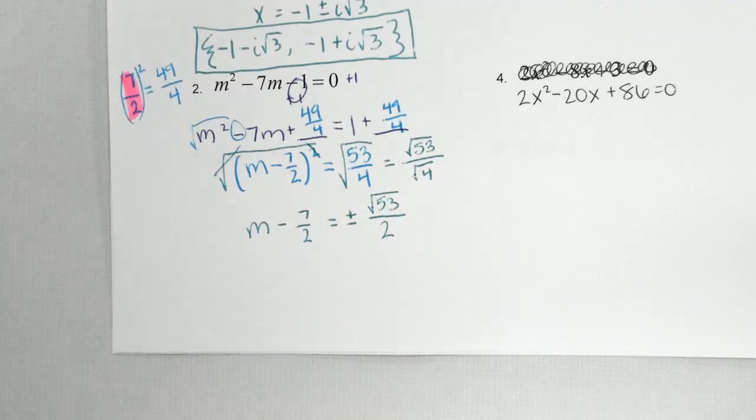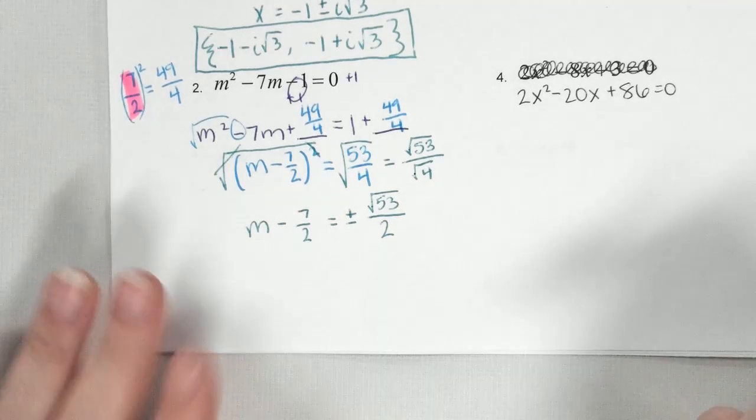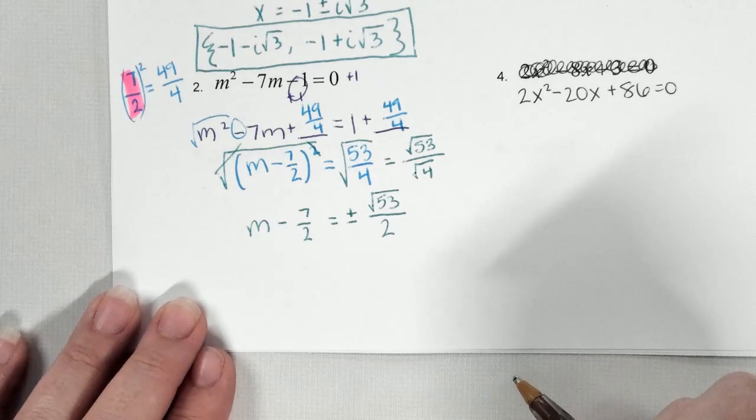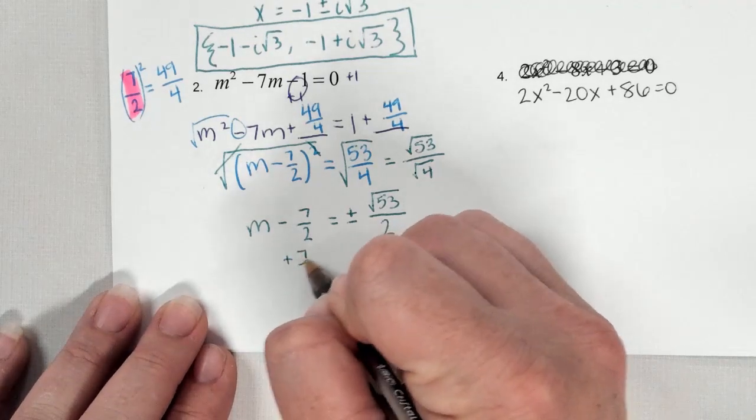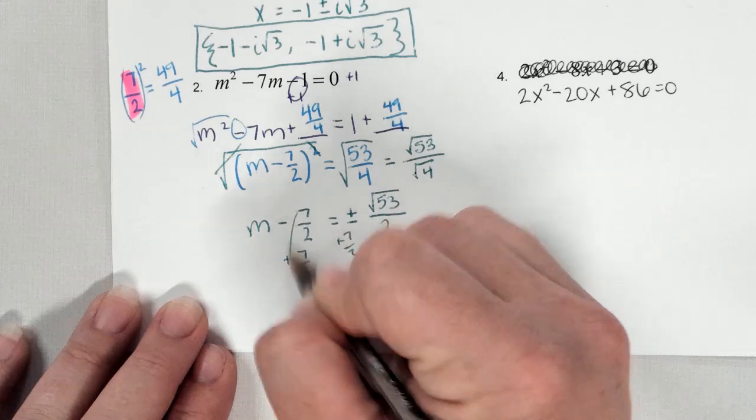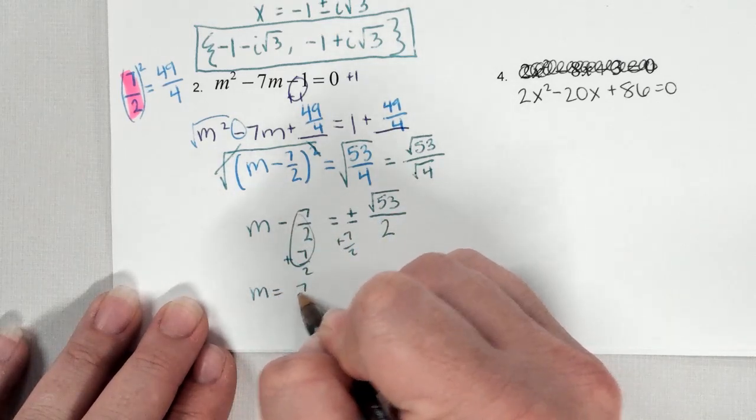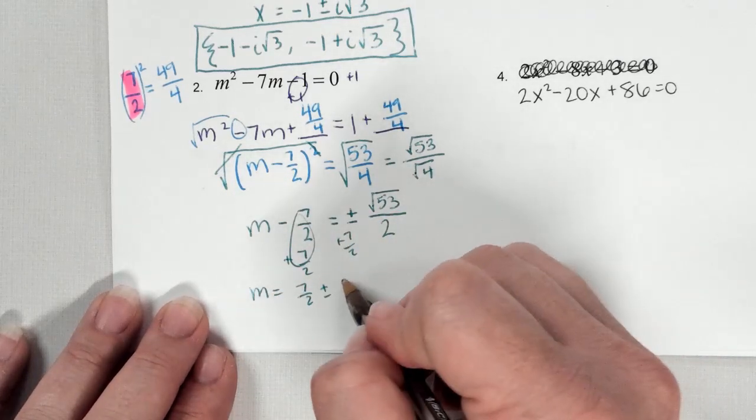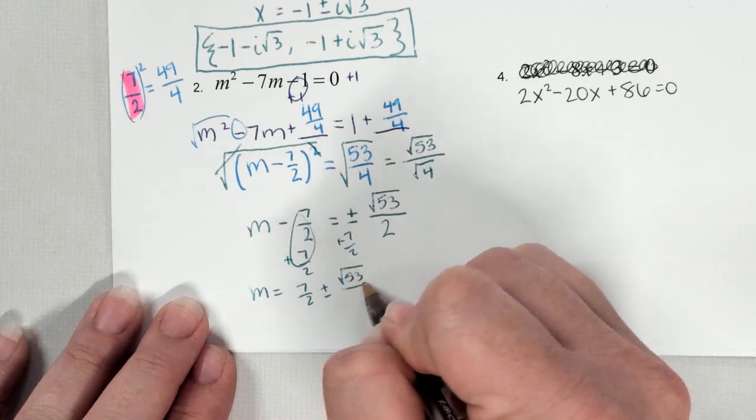And it's because you're not allowed to have a square root in the denominator. So we always have to separate and simplify if possible. And you won't turn anything into decimals today. Everything will stay in fractions. So knowing that, what's my last step? Plus. Yeah, add 7 over 2 to both sides. And we get m equals 7 over 2 plus or minus the square root of 53 over 2.